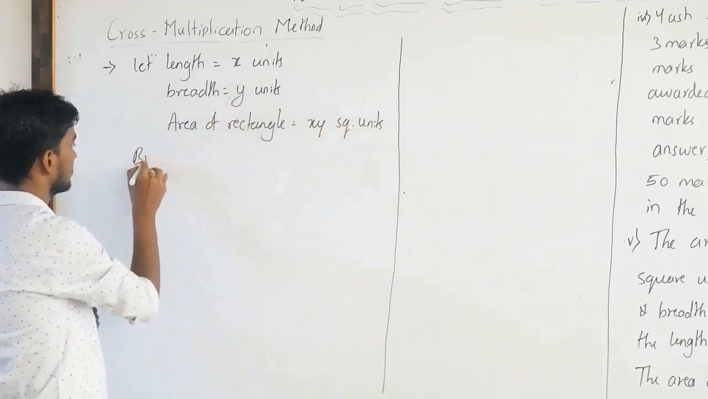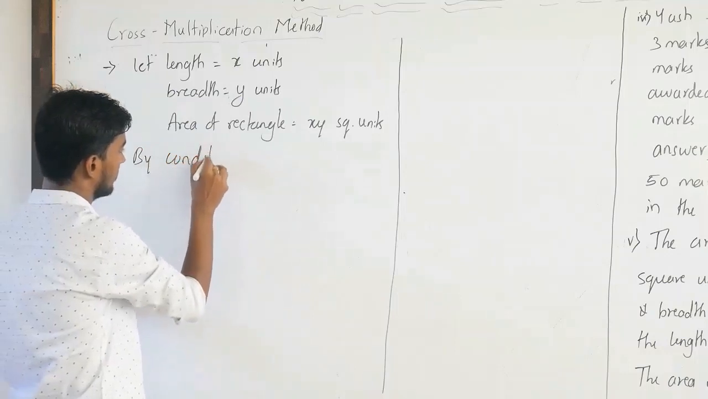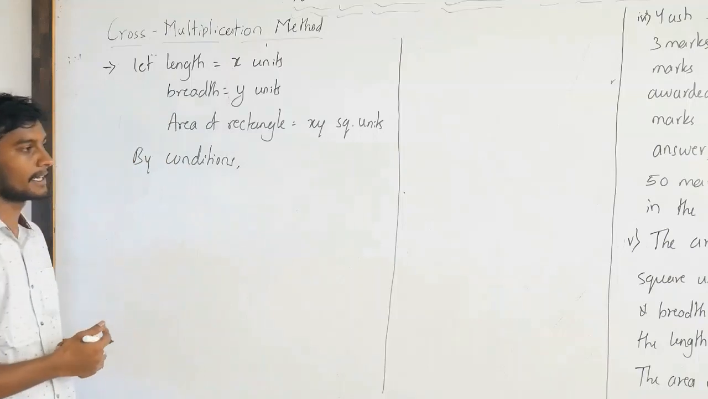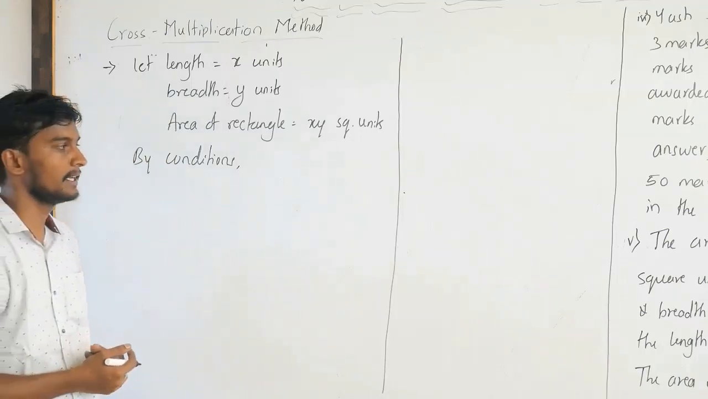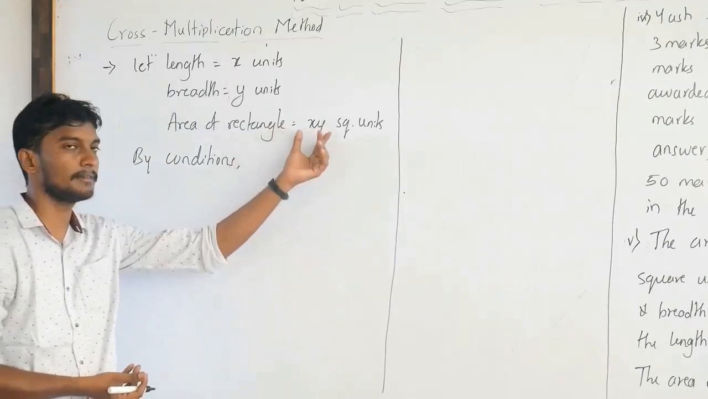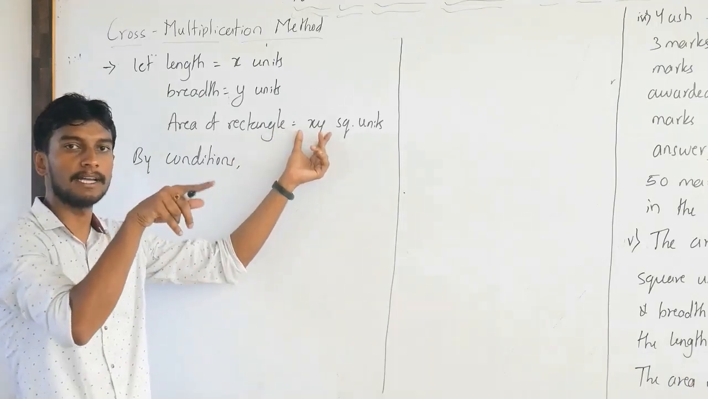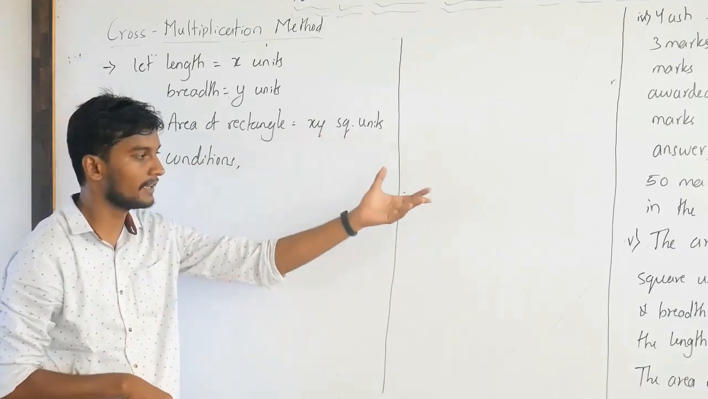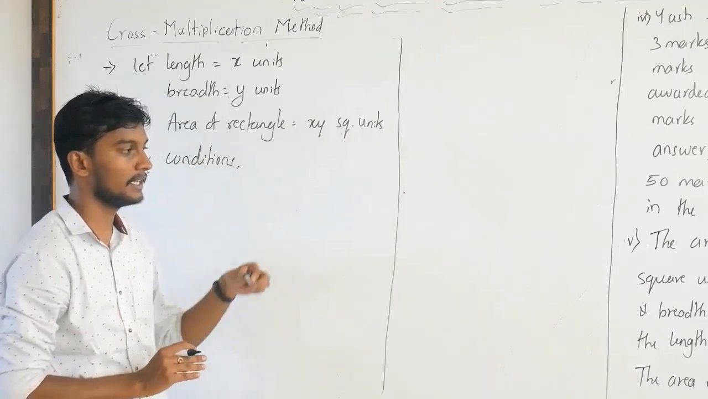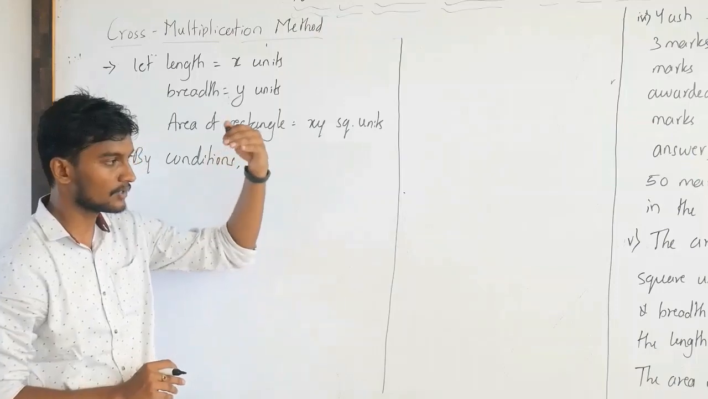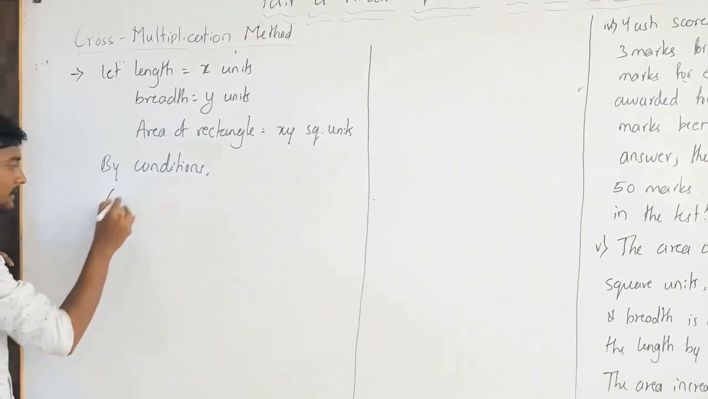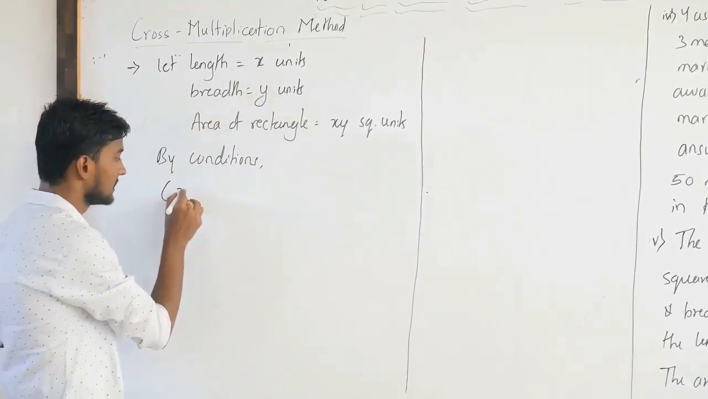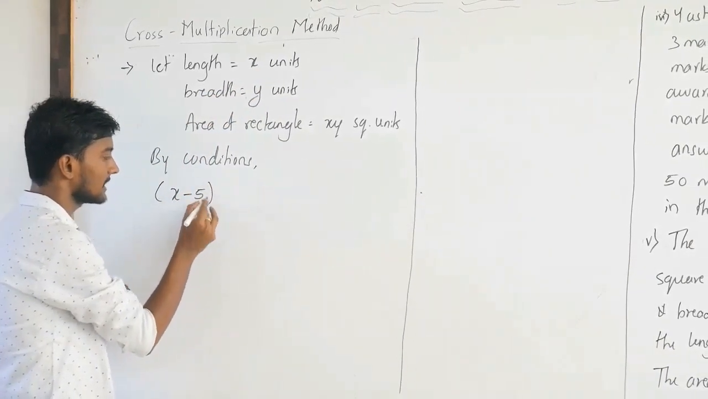By conditions, what are the conditions they have given? The area of the rectangle gets reduced by 9 units. The area of the rectangle xy is reduced by 9 units. Reduced means subtraction: xy minus 9. It gets reduced by 9 units if its length is reduced by 5 units. The length we have taken as x, if it is reduced by 5 units, it is x minus 5.